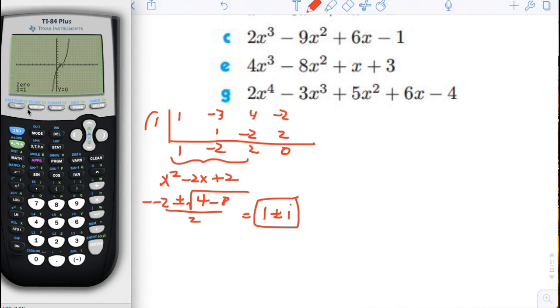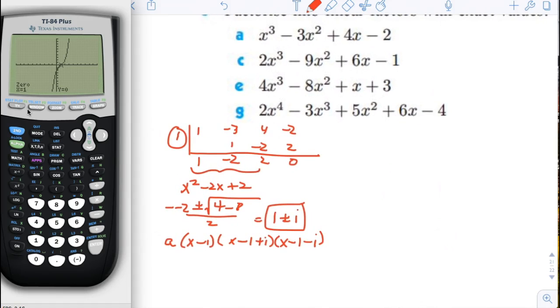They don't want the roots though. They want an expression. So I'm going to make an expression which is x minus 1, which is the first factor. The second factor would be x minus (1 plus i), and the next one would be x minus (1 minus i). Okay, so that is the answer in terms of linear factors. I could put an A here saying I need to figure out all possible polynomials, but remember, they already told us that this polynomial has an A value of 1. So we know that A is 1.